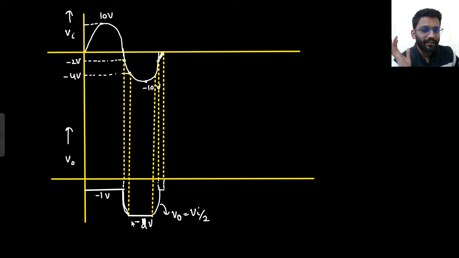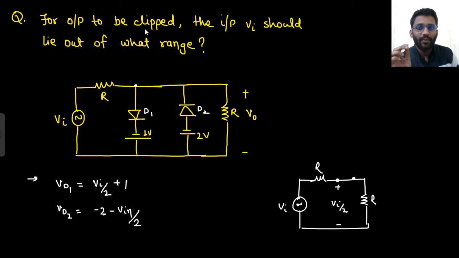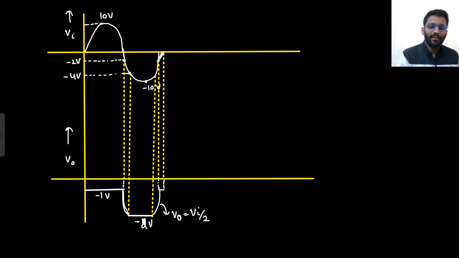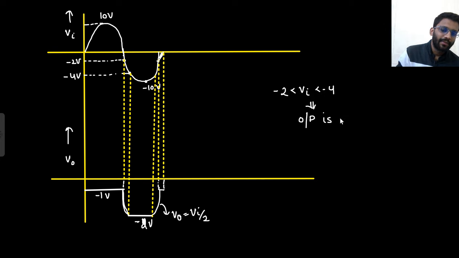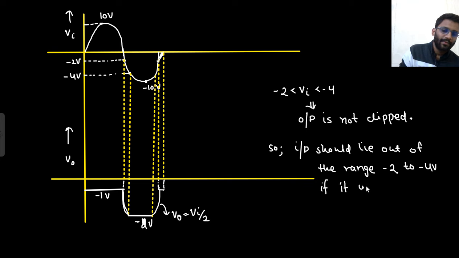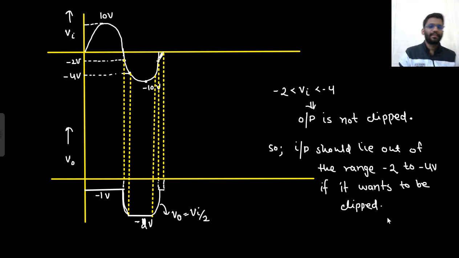So where it is not getting clipped, you want your output to be clipped. So Vin should lie out of what range? Between input value of minus 2 to minus 4, output is not getting clipped. Right? So input should lie out of the range minus 2 to minus 4 if it wants to be clipped. So that's it, that's the complete analysis.